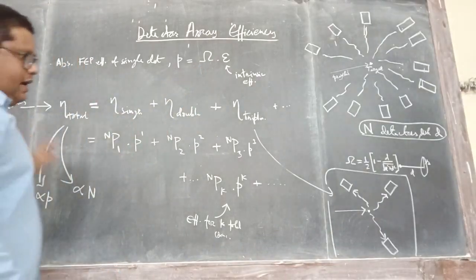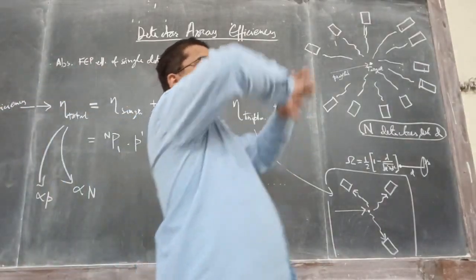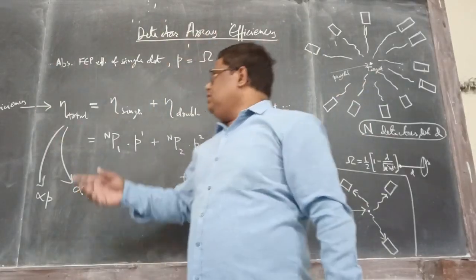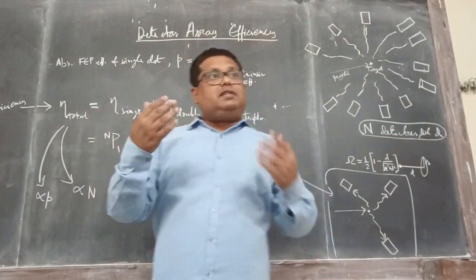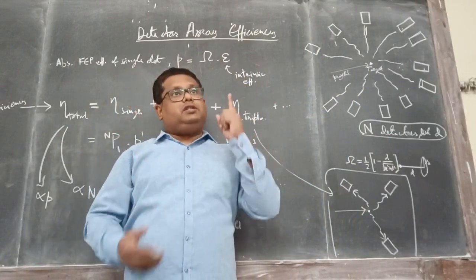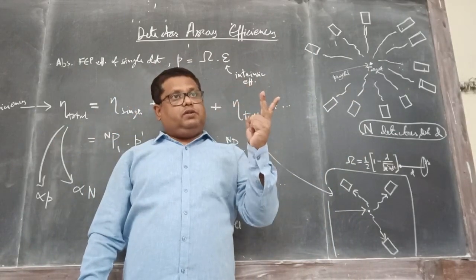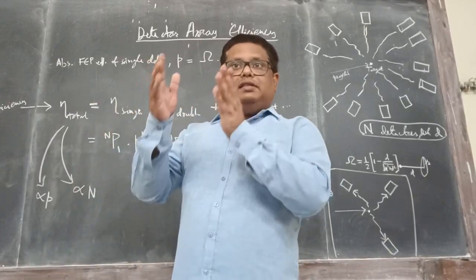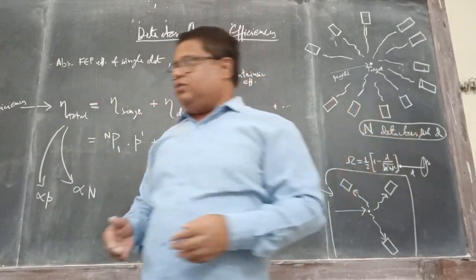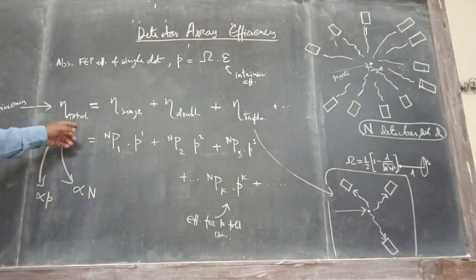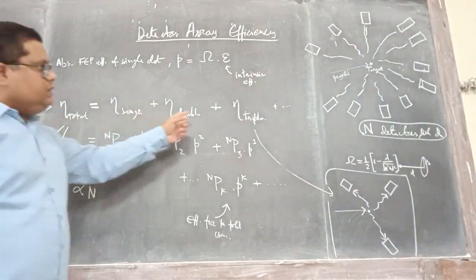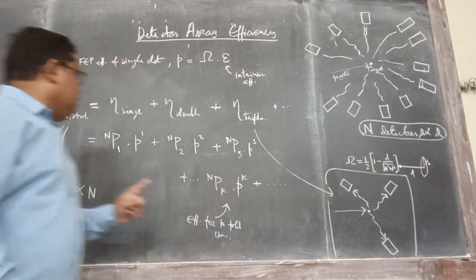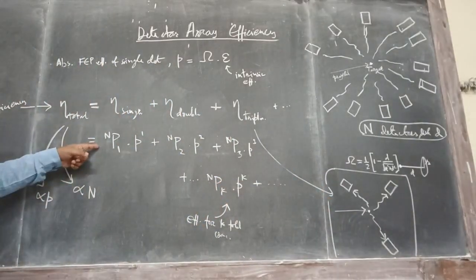So now let me write down the total efficiency of this entire detector system, or the entire array. Now as I have told you, this array is capable of detecting not just singles, not just doubles, not just triples, but even more, right? So we have to consider each of their contributions together. So the total efficiency is singles, doubles, triples. Here the triples example I have shown you. So what's the single efficiency?